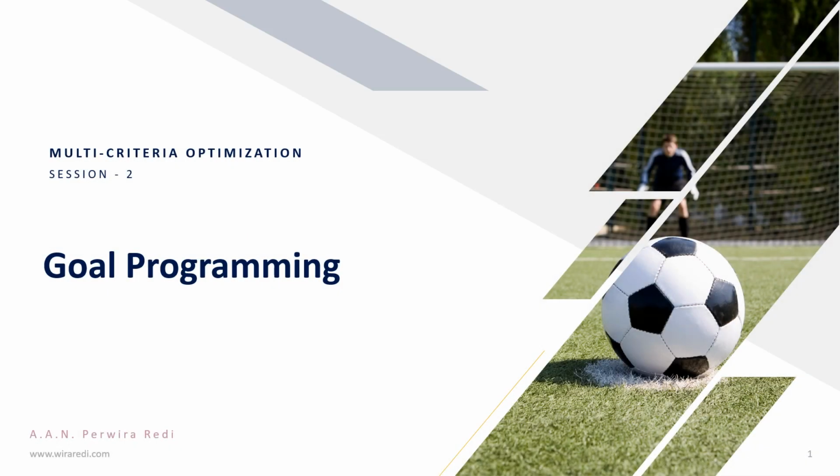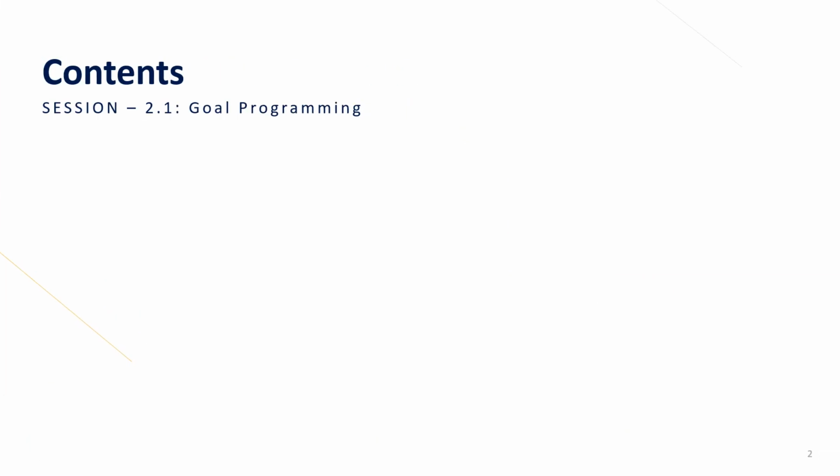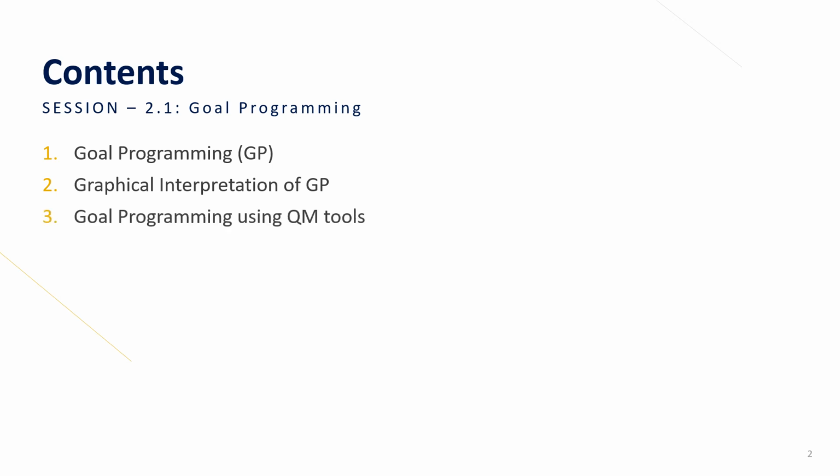In the second part of the multi-criteria optimization class, we will discuss goal programming. This part will discuss what goal programming is, and then we will use one simple example, and we will provide the graphical interpretation of that example.